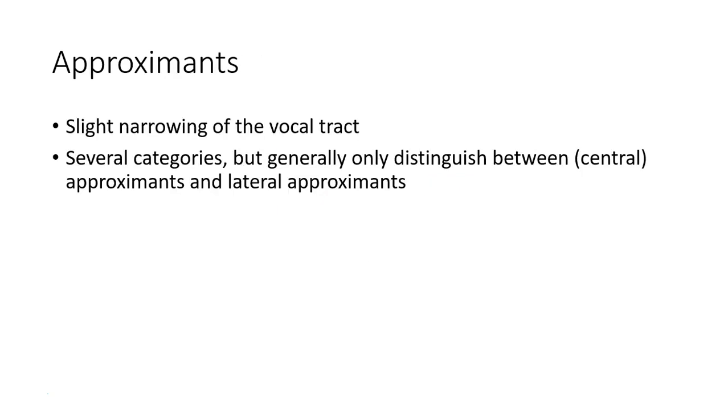Now remember we said approximants were the most vowely of all the consonants, and they involve slight narrowing of the vocal tract. There's several categories of approximants, but we tend to just distinguish between the central ones and the lateral ones. That is the ones that happen in the middle of the mouth and the ones that are caused by the tip of the tongue. That's because English really only has those two distinctions.